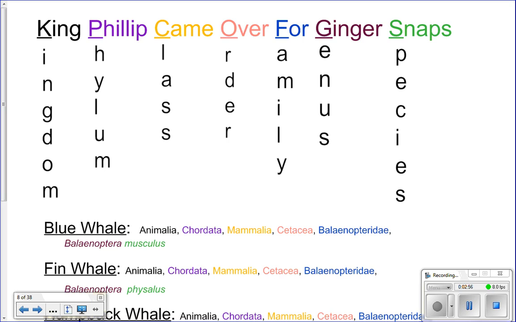And then there's an acronym to help you remember these, because you will have to know these in order for your test and for your quiz. So you have King Philip came over for ginger snaps, which are kingdom, phylum, class, order, family, genus, and species. Another one that some of my students like to use is kids playing chess on freeways get smashed. If that helps you to remember it better, use that one by all means.